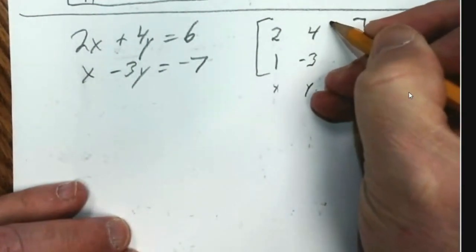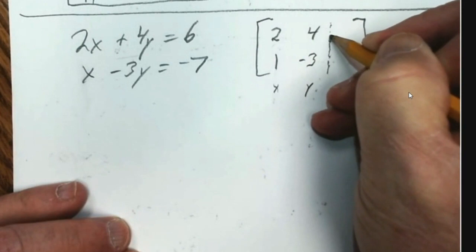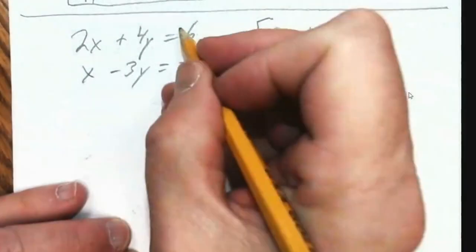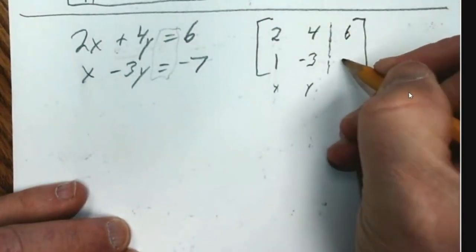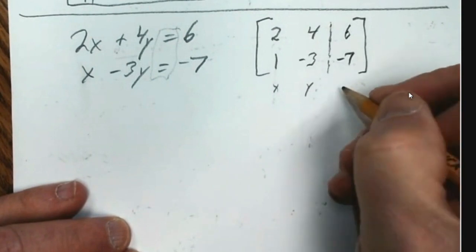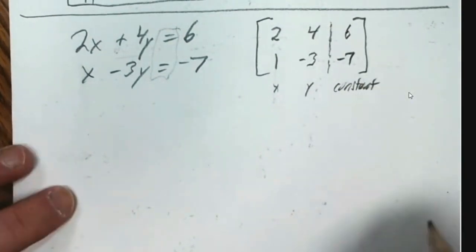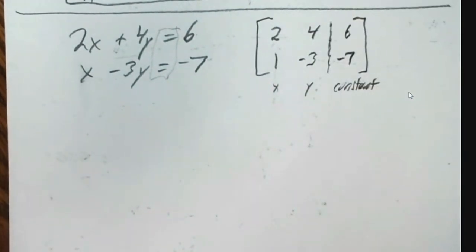And then we can do this little bitty line right here. I'm going to make it a dashed line. And that means really that we have an equal sign. And I'm going to put the 6 and the -7. So this is the constant, just the number. When we add this little line to show where the equal sign is, this is called an augmented matrix.